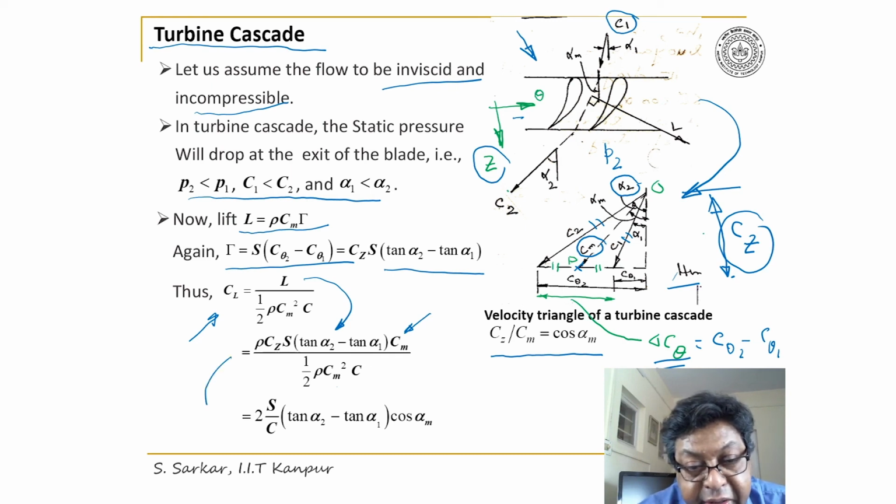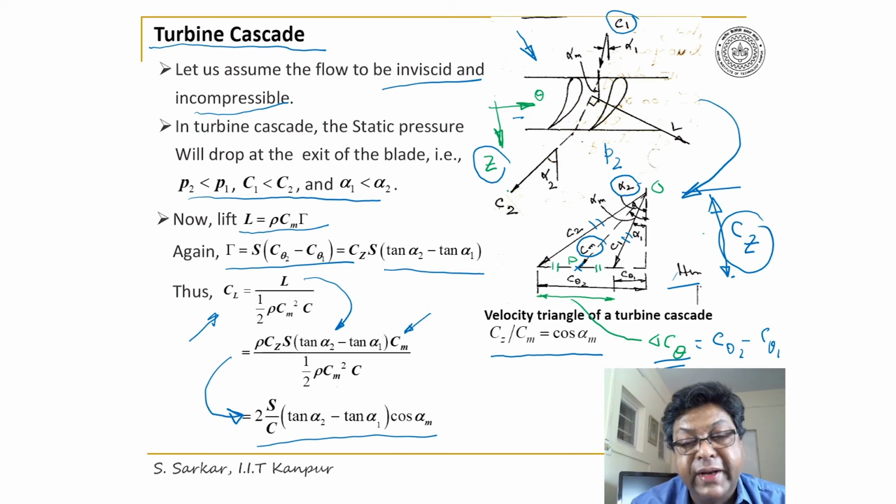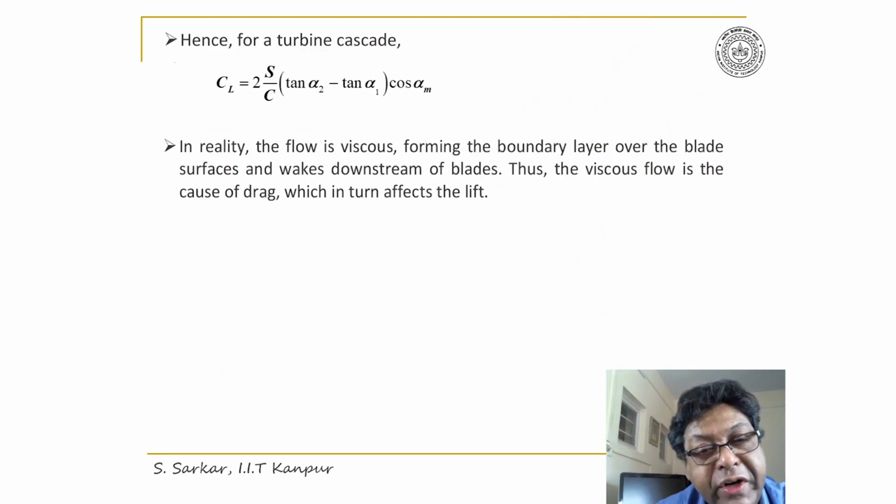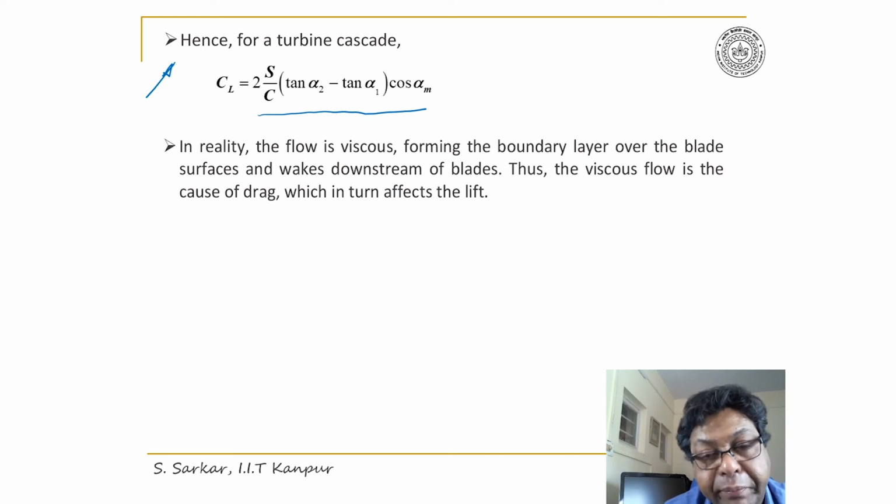Now from here I can easily land to the expression of CL, that will be twice S by C tan alpha 2 minus tan alpha 1 into cos alpha m for a turbine cascade. Hence for a turbine cascade, the expression of lift is given by twice S by C within bracket tan alpha 2 minus tan alpha 1 into cos alpha m. Please note that the corresponding relation for a compressor cascade was twice S by C tan alpha 1 minus tan alpha 2 into cos alpha m.